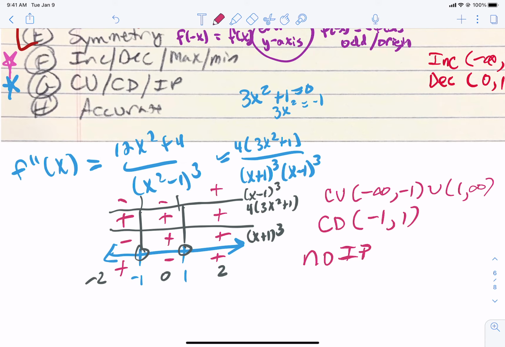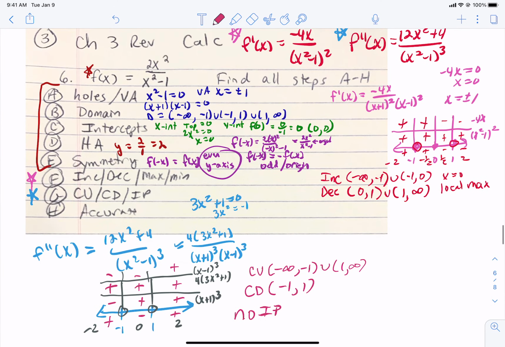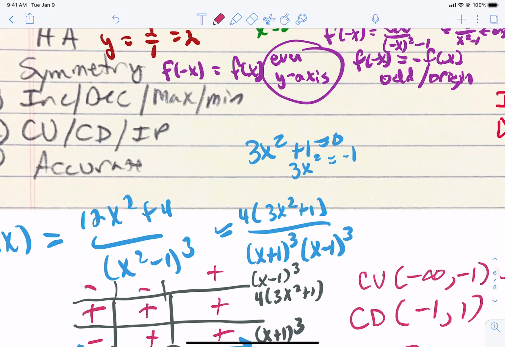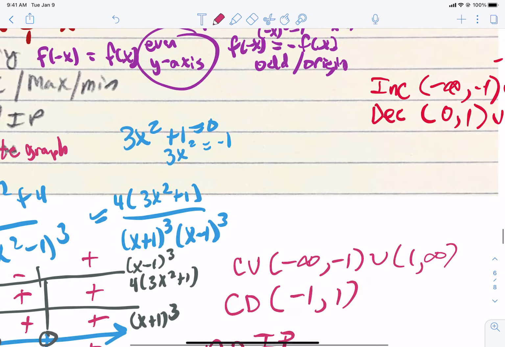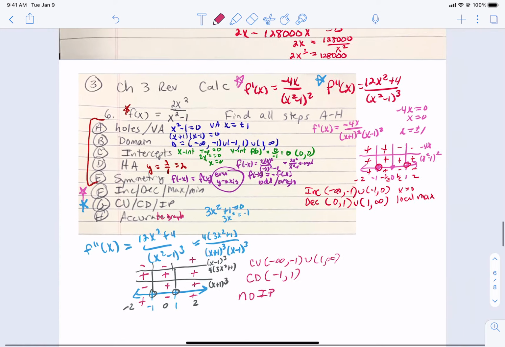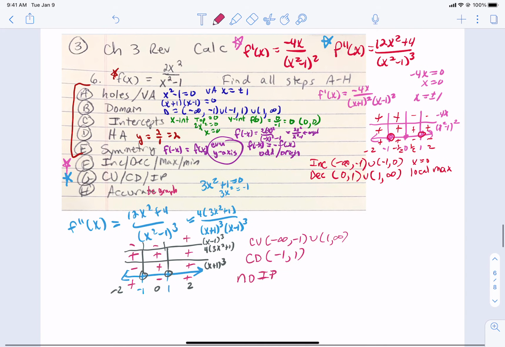Okay, and so now we have to get an accurate graph. I think that's what I was trying to say with H, accurate graph. So let's now put all these pieces and parts together. Okay? So hopefully you got all that copied down. I'll give you a second. And then let's put all these parts together into a nice, lovely graph.